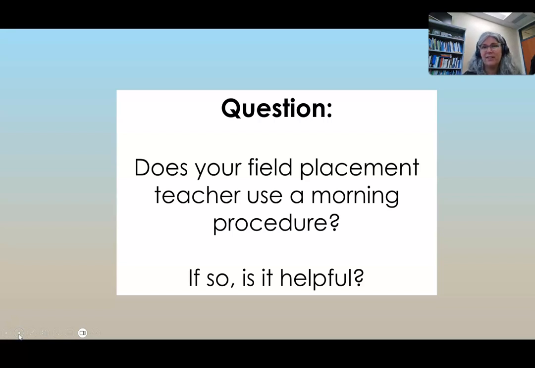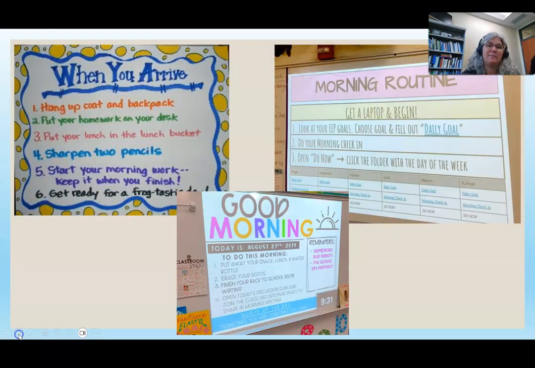So, food for thought, here's a question. At your field placement, what do you see your mentor teacher doing? Do they have a morning routine? And if so, is it helpful? Remember, as reflective practitioners, we always have to be willing to revisit the things we've created in case we might need to change them because perhaps it isn't working, perhaps it needs to be edited. So, keep an eye out for morning routines.